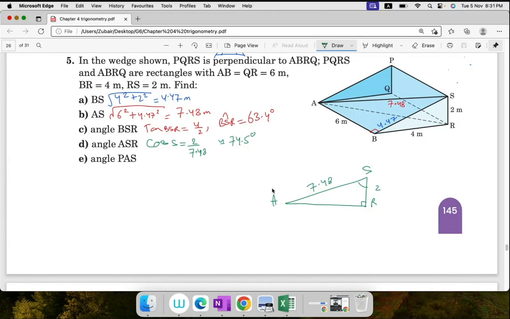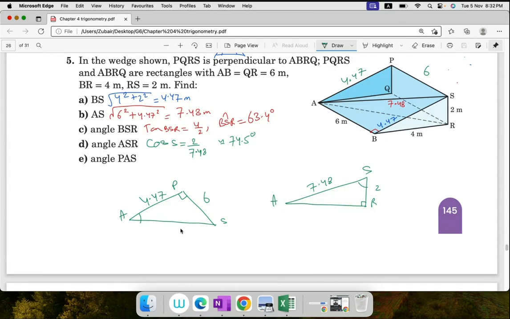Last one, angle PAS. I'm going to write the missing sides. PA is 4.47 as it is a rectangle. PS is 6. So PAS: this is A, this is P, this is S. APS is 90, 4.47 and 6. For this angle, what do we use? Sine, cos, tan? Cos.